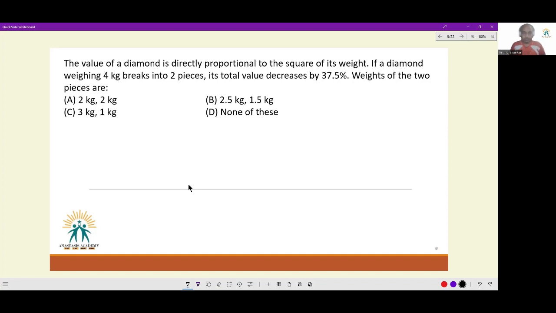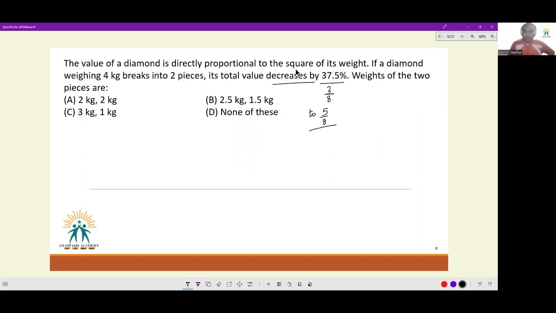Okay. The value of a diamond is directly proportional to the square of its weight. If a diamond weighing 4 kg breaks into 2 pieces, its total value decreases by 37.5%. Find the weights of the 2 pieces. I would expect you to be able to recognize 37.5% as 3 by 8. If it decreases by 3 by 8, it decreases to 5 by 8 of its original self. So these language-based cues have to be present.